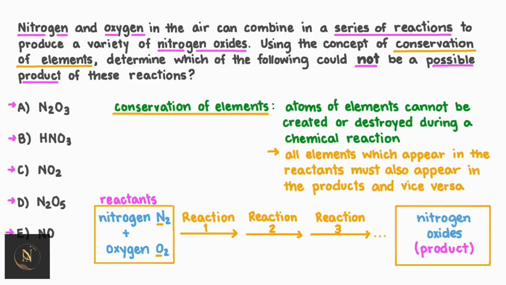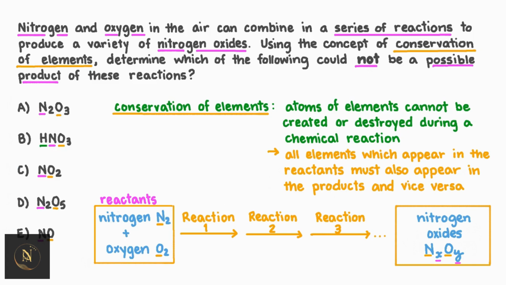Since all elements which appear in the reactants must also appear in the products and vice versa, nitrogen oxides can only contain the elements nitrogen and oxygen, although the number of nitrogen and oxygen atoms, represented here by the subscripts X and Y, will differ depending on the variety of nitrogen oxide. Looking at the answer choices, we can see that each contains the elements nitrogen and oxygen.